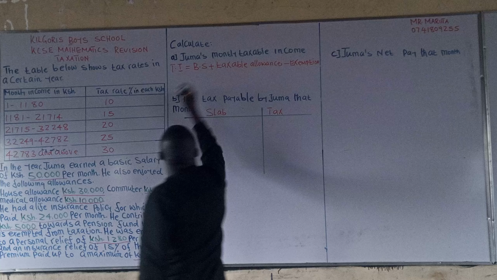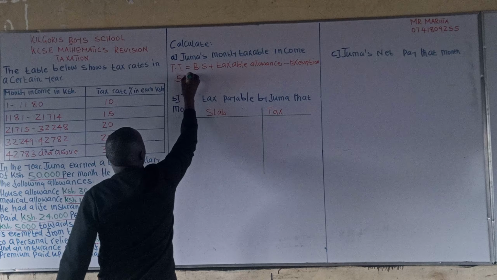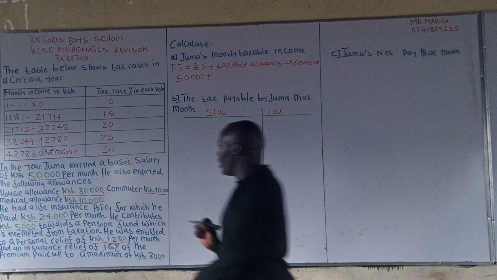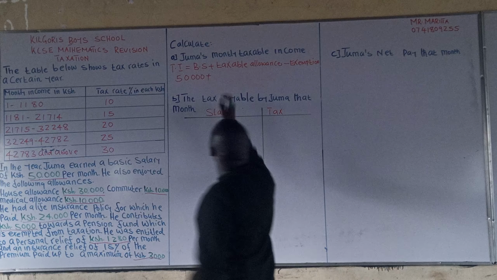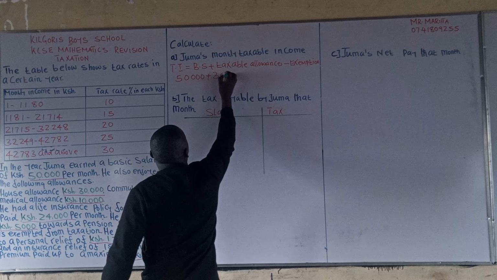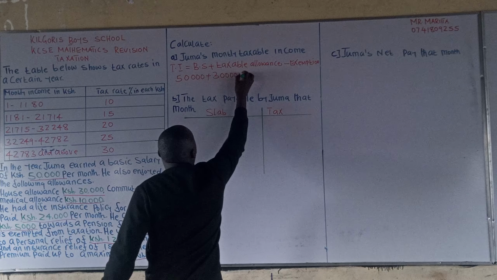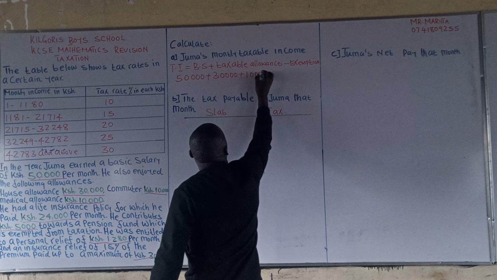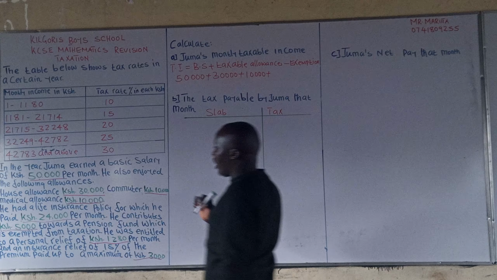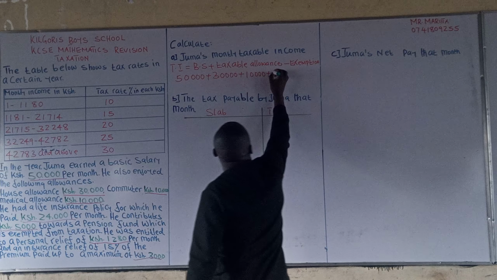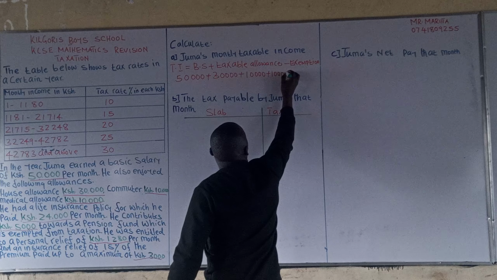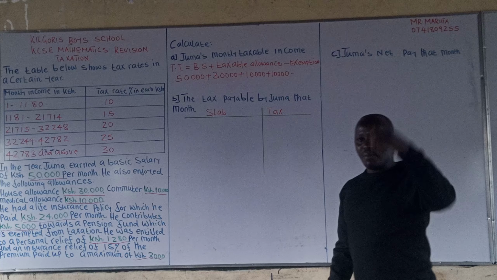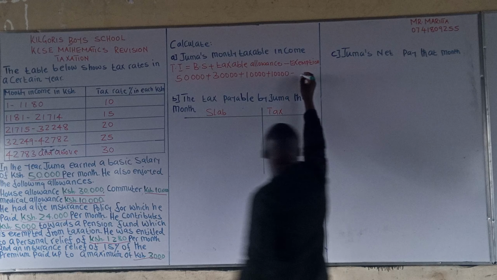So the basic salary is just 50,000, plus the first allowance, a house allowance of 30,000, plus a commuter allowance of 10,000, plus a medical allowance of another 10,000. Then, because there is an exemption of 5,000, the money which is not taxed, it is subtracted.